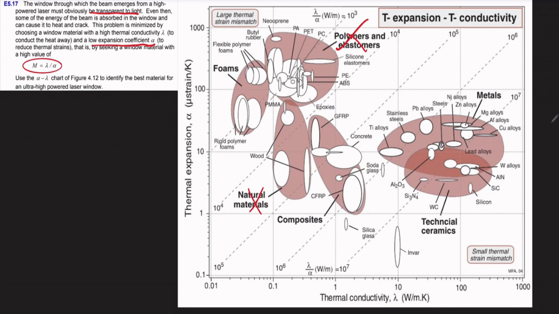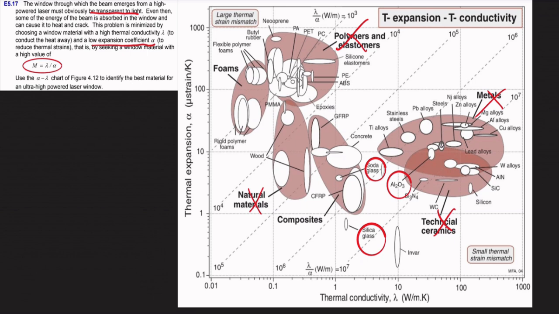So if you come to composites over here, also metals have to be cancelled off. Technical ceramics, the only technical ceramic that can be transparent is alumina. It is the only technical ceramic that we can see. So every other ceramic we have to cancel off. So we only have one material yet. The only composite you can see here is glass material, which is soda lime glass. Then the next material you can see over here is silica glass. So we have 3 materials competing to be the best material for this high power laser window.